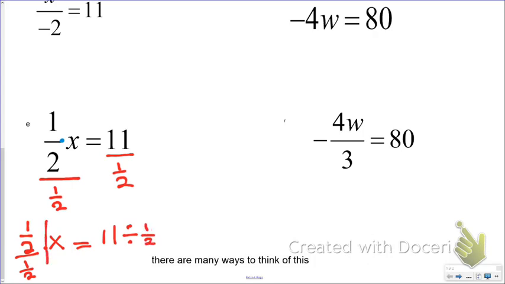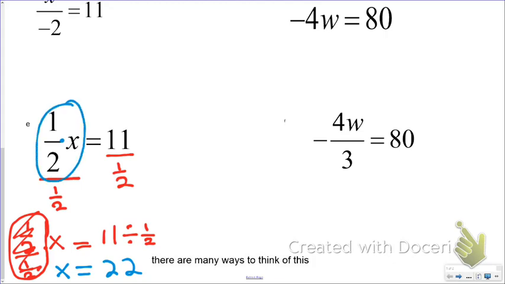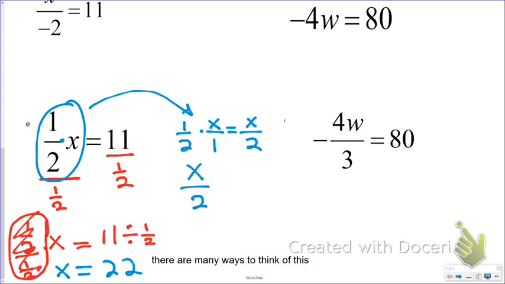Any number divided by itself goes to 1. So I'm left with x is equal to, well, what's 11 divided by 1/2? It should be 22. Okay. The other way you can think of this is you could actually simplify this a little bit. See, 1/2 times x is the same thing as 1/2 times x over 1, which simplifies to x over 2. So you could write this as x over 2 is equal to 11.